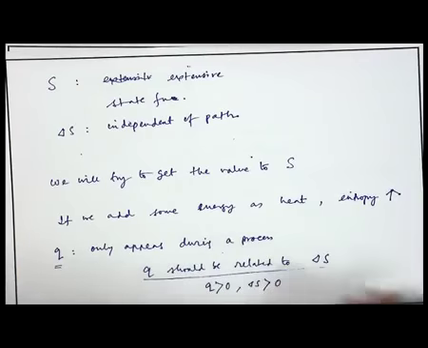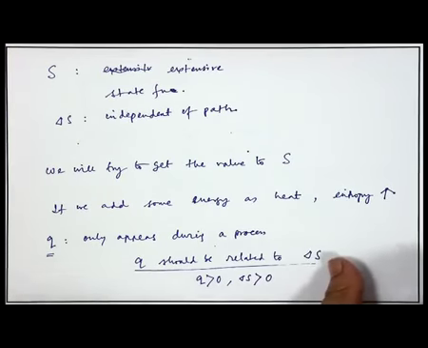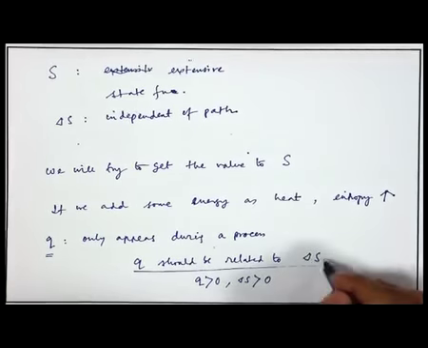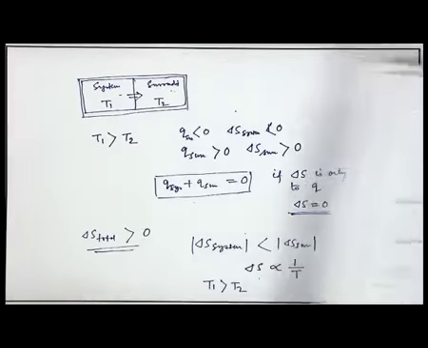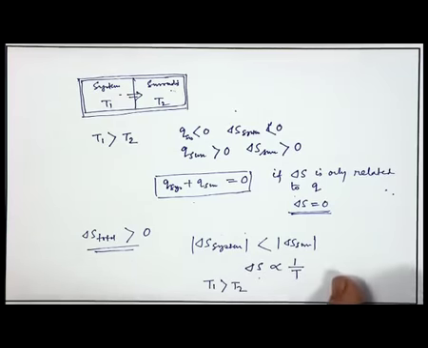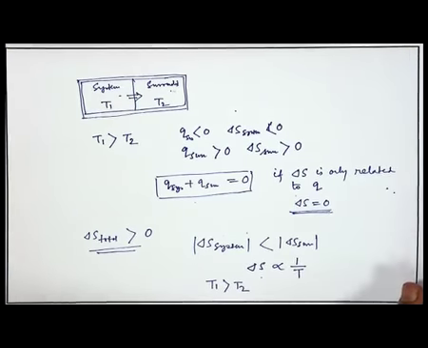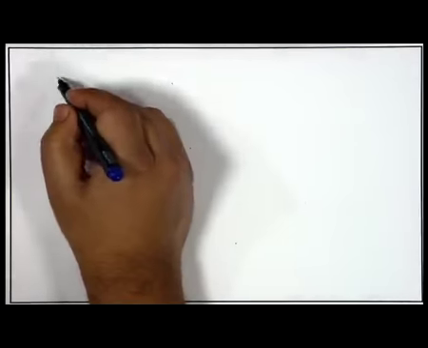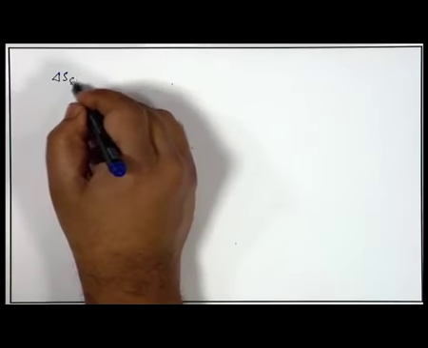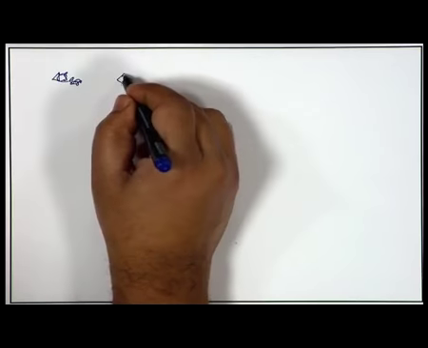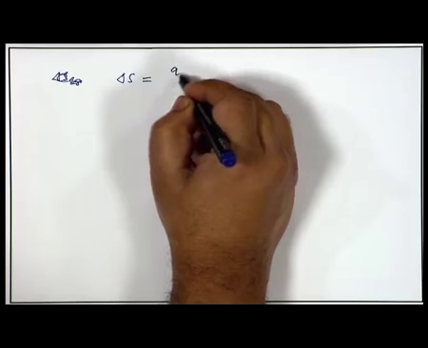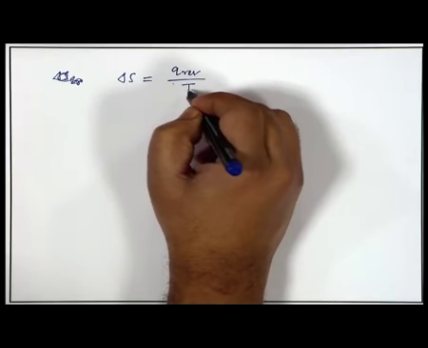If Q is higher, delta S should be higher. So, delta S is directly related to Q, and now we found that delta S is actually inversely related to T. So, with these two in mind, we will define mathematically delta S for the system as Q reversible by T.